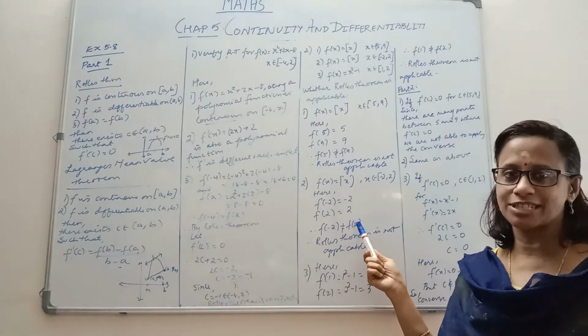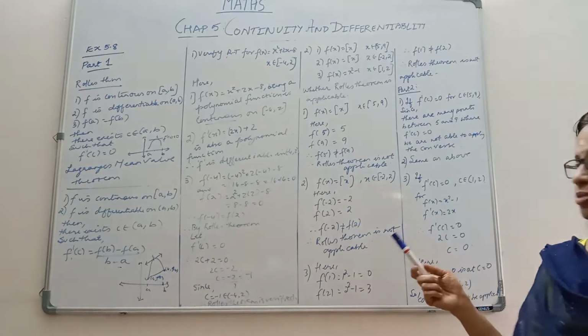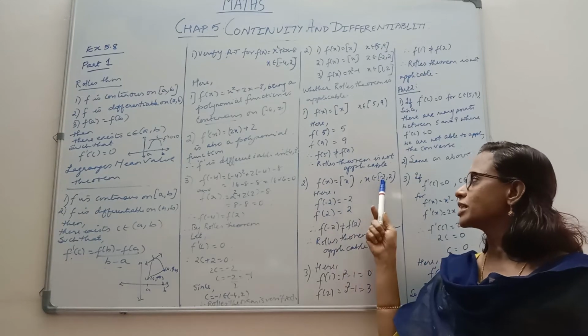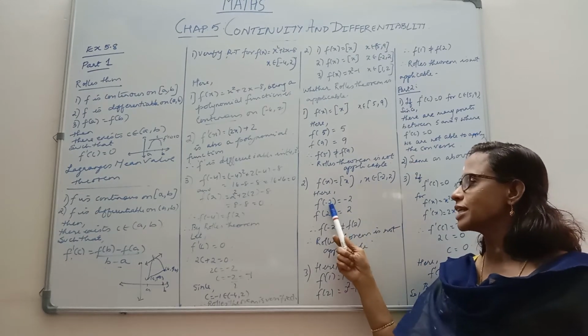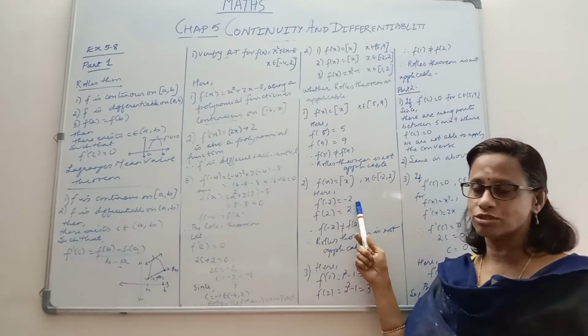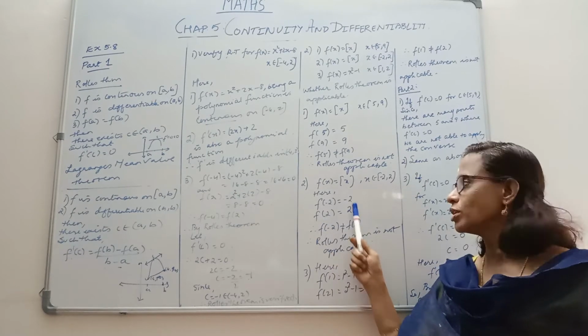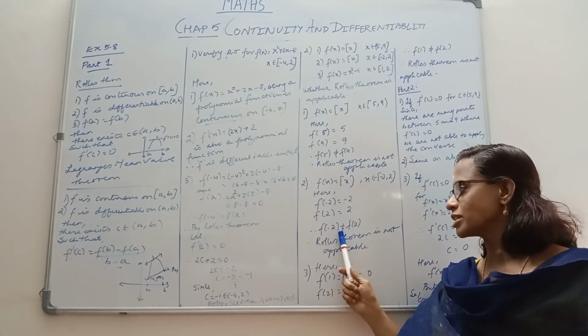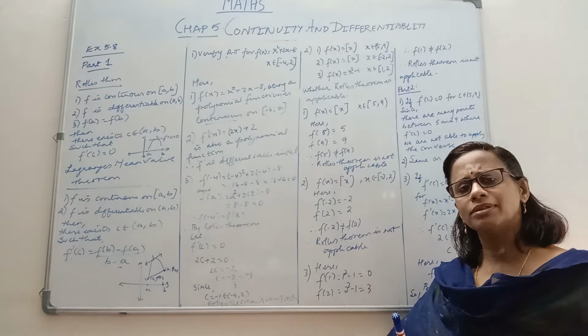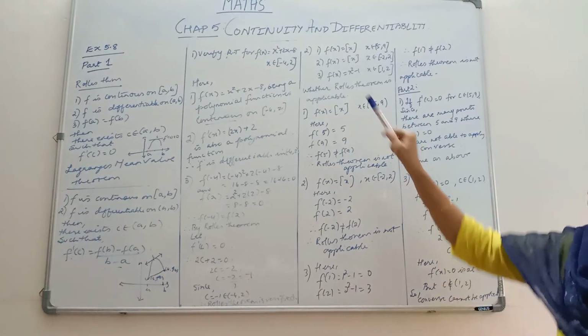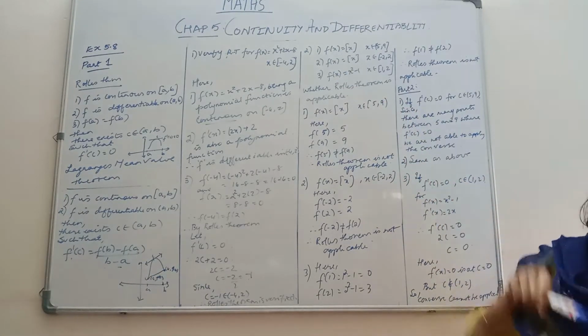Same I would suggest for the next problem also. Let's check the extreme values. Here also the extreme values are minus 2 and 2. You know it is an integer. F of minus 2 is going to be minus 2. F of 2 also is going to be 2. They are not the same. So Rolle's theorem is not applicable. Right. Your last one is f of x equal to x squared minus 1.